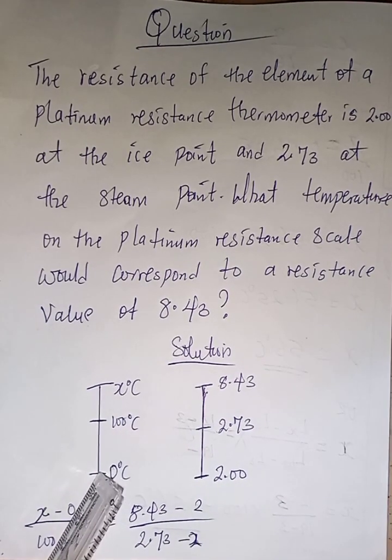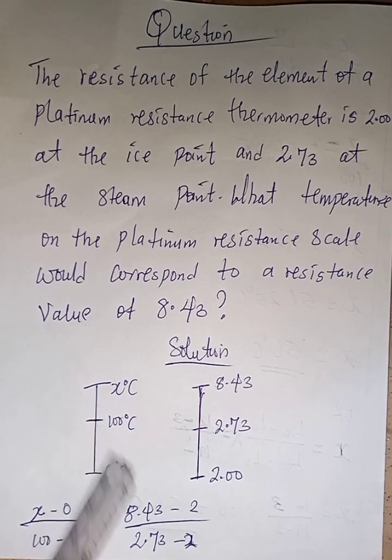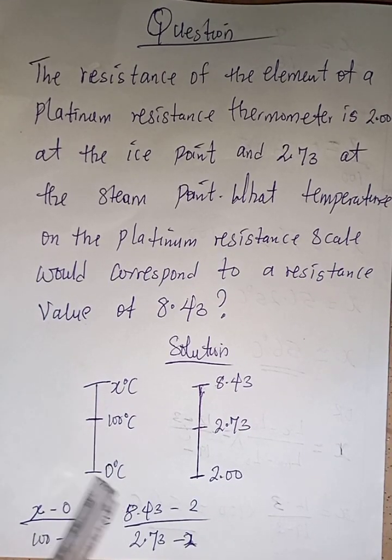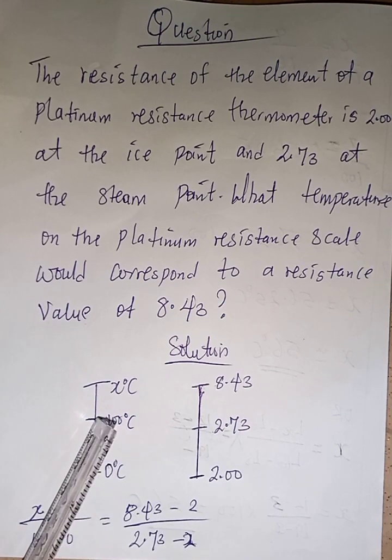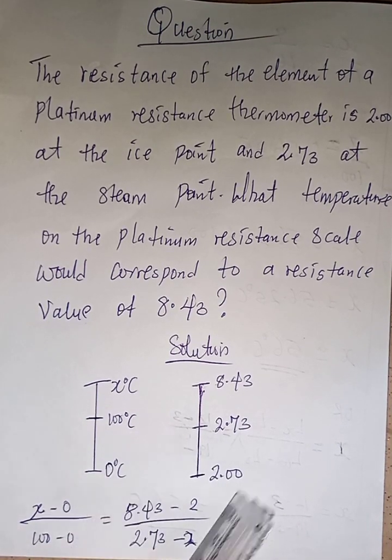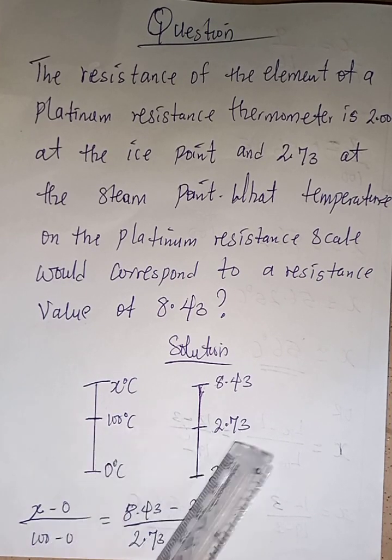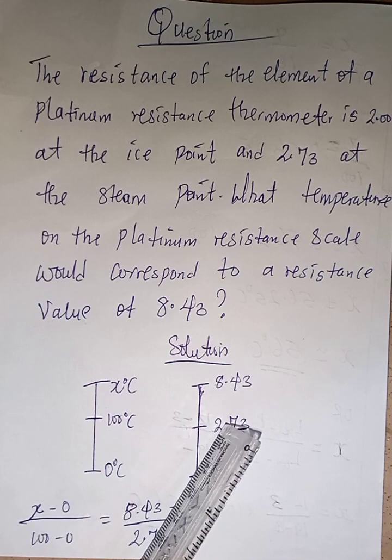0 is the downside, that is the lower fixed point. 100 is the upper fixed point, or boiling point. That is the melting point, boiling point. You can also call this one the lower fixed point and this one the upper fixed point. Okay. Then we are going to have 0 degrees Celsius correspond to 2 from the question, and 100 degrees Celsius correspond to 2.73.